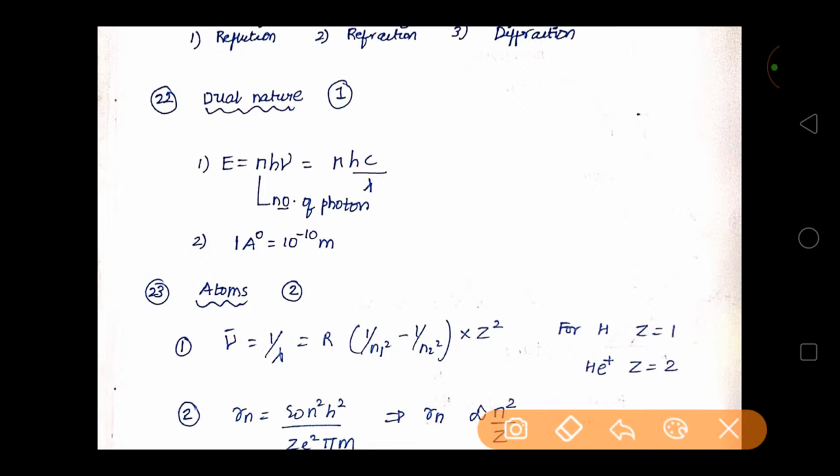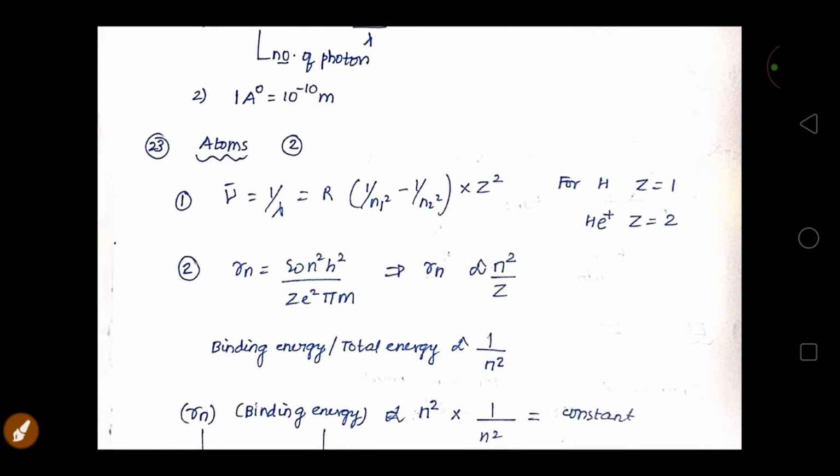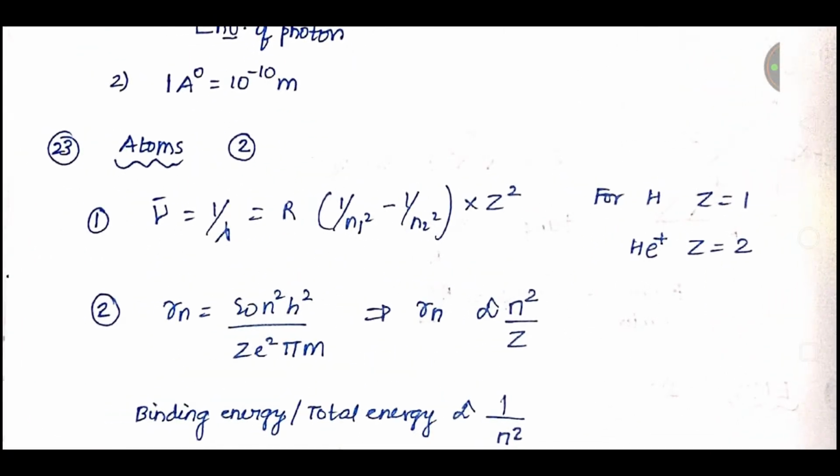Dual nature. E is equal to nhν, which is nhc by λ, right? So n means the number of photons. 1 Angstrom is equal to 10 power minus 10 meter. You know this.